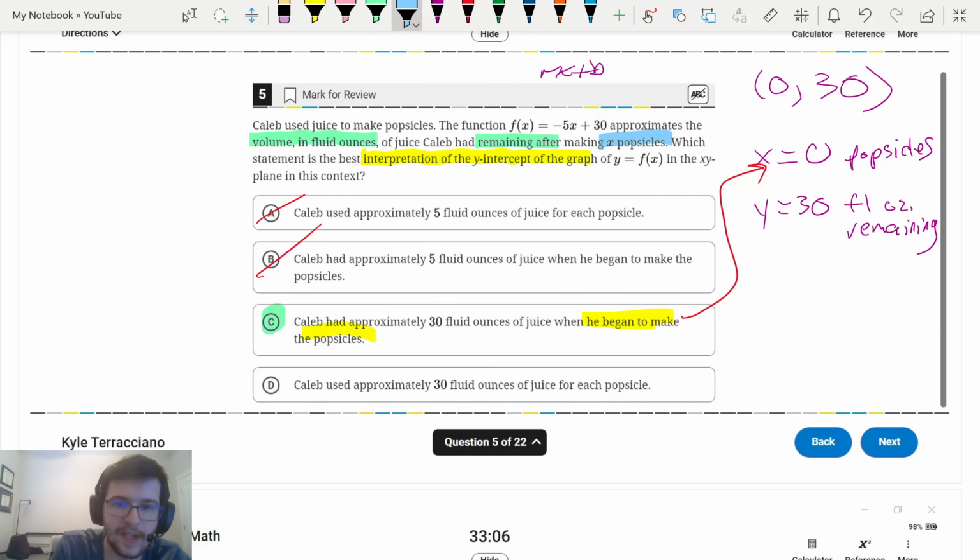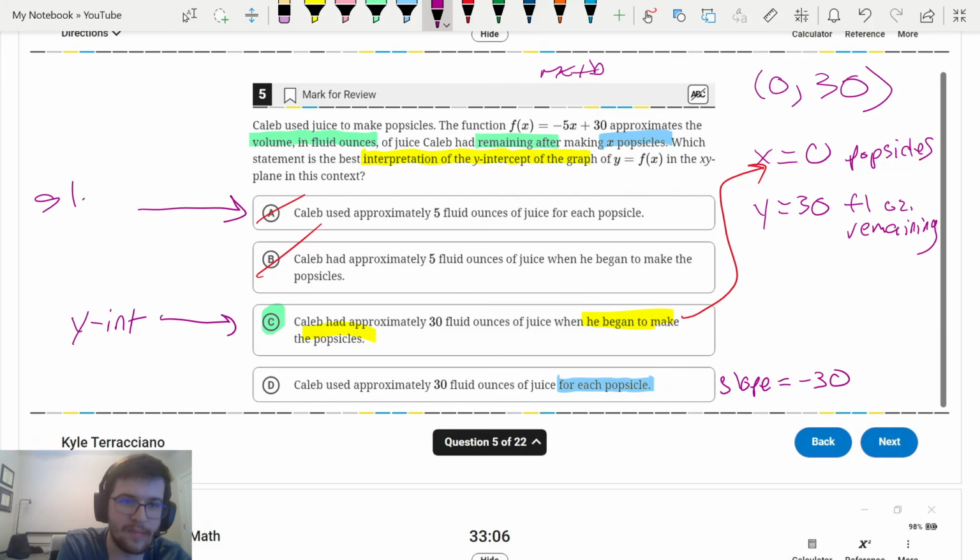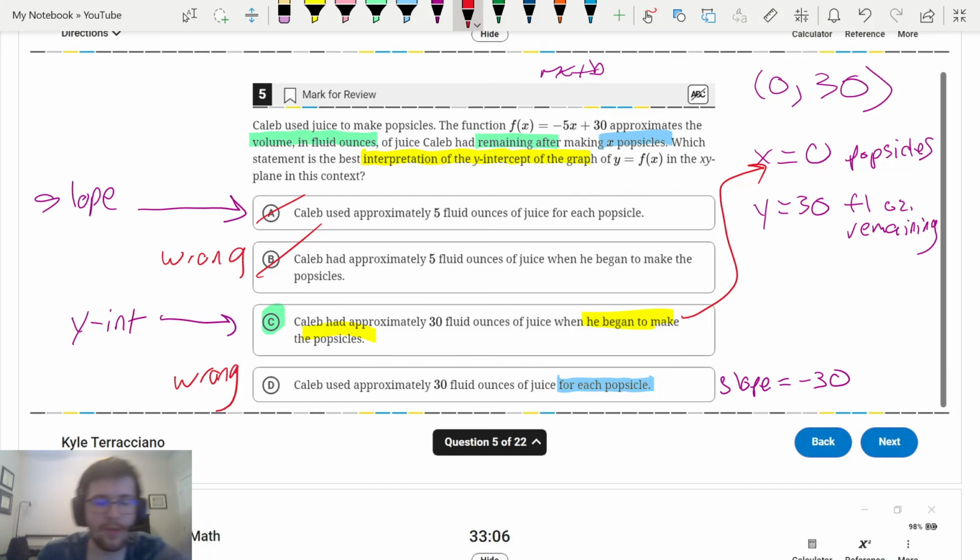D is wrong because it says for each popsicle. So that would be if the slope were 30 or negative 30, but it's not. The slope is -5. So this one is the y-intercept. This one is the slope. And then B and D are both just wrong.